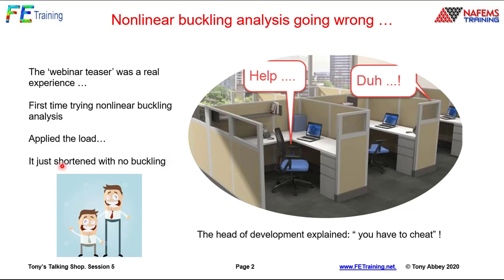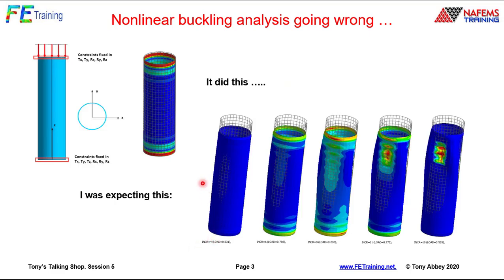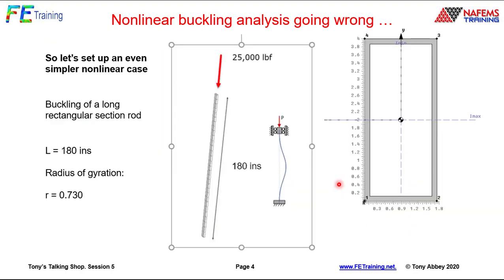So the idea is we have to do a little bit of cheating, and what is the nature of that cheating? Well, I applied load and boundary conditions to a cylinder and expected it to buckle, and it just did this. Because of the constraints, and a little bit of stress concentration around here, there's no indication of buckling. In fact, it went straight through yield and just kept on going. It was obviously a ludicrous answer. I was expecting a nice nonlinear buckling analysis to perform something like this. So nonlinear buckling analysis was going very wrong.